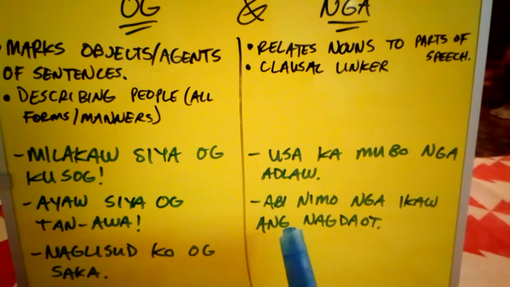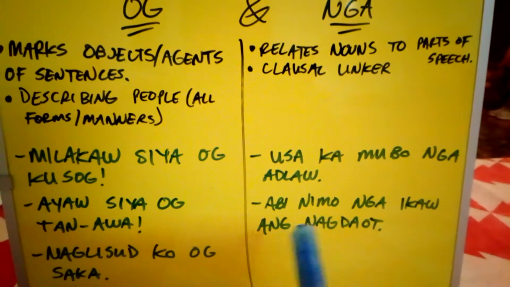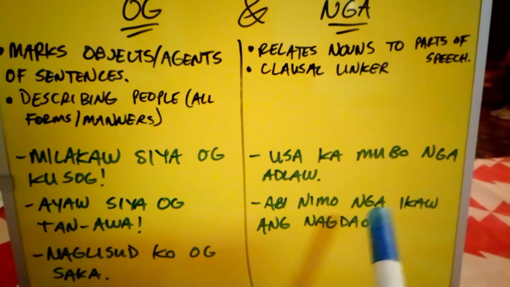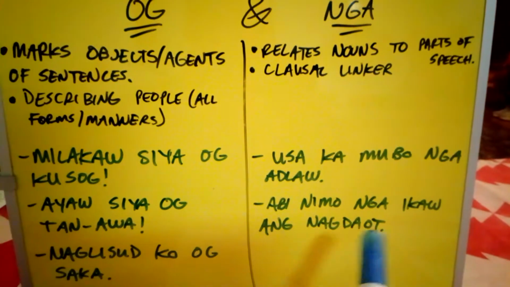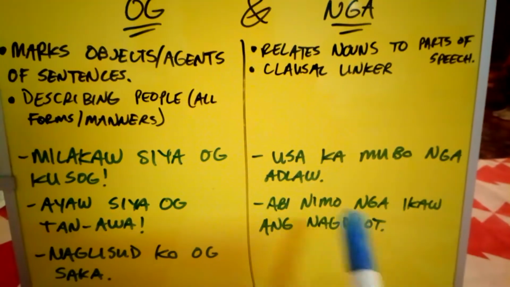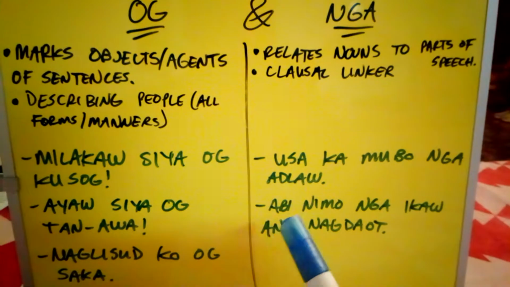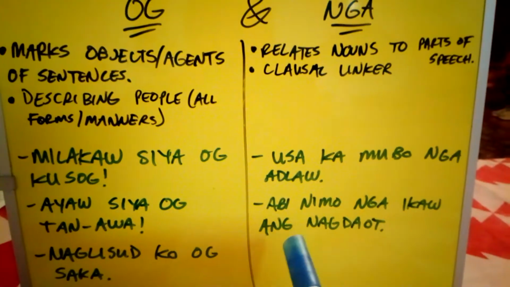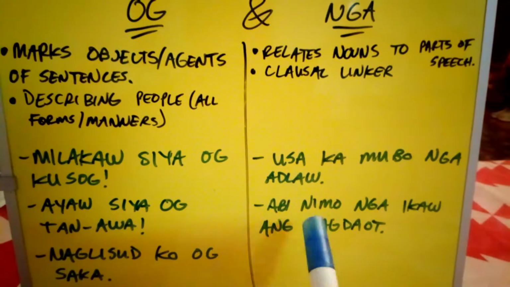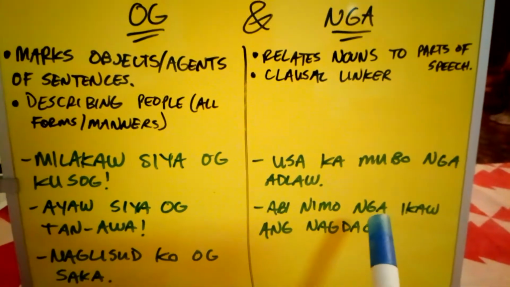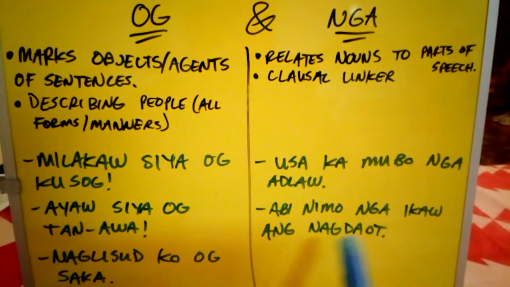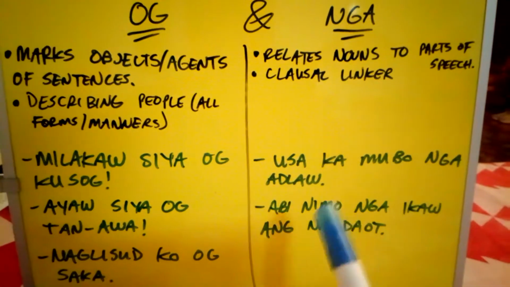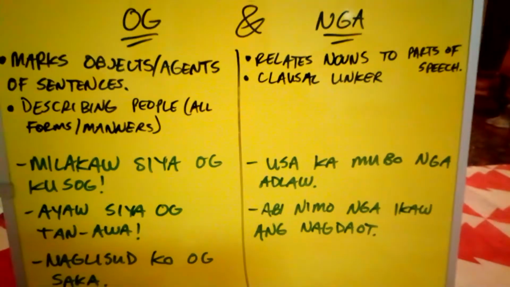And then the last sentence is that clausal linker. Abi nimo nga ikaw ang nagdaot. You thought that, okay, that blah blah blah. You are the one that nagdaot. Okay, here's the verb. So it links two clauses. Here's the first clause. Abi nimo means you thought, or you would have thought, that nga ikaw ang nagdaot. So this is the second clause. So the first clause, second clause, it connected two sentences by using that or that which, right?